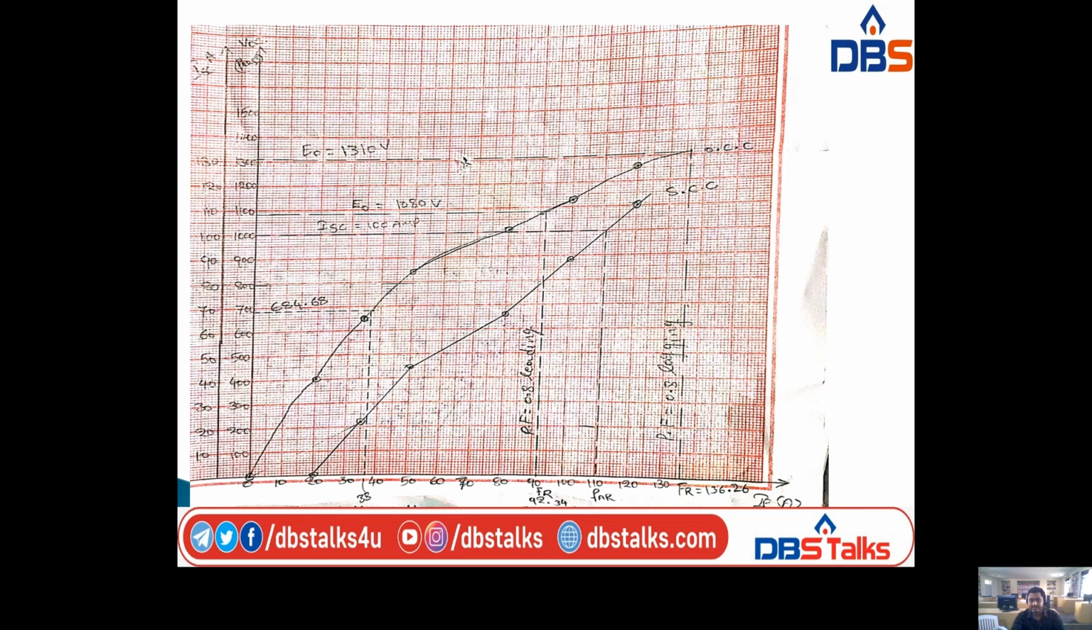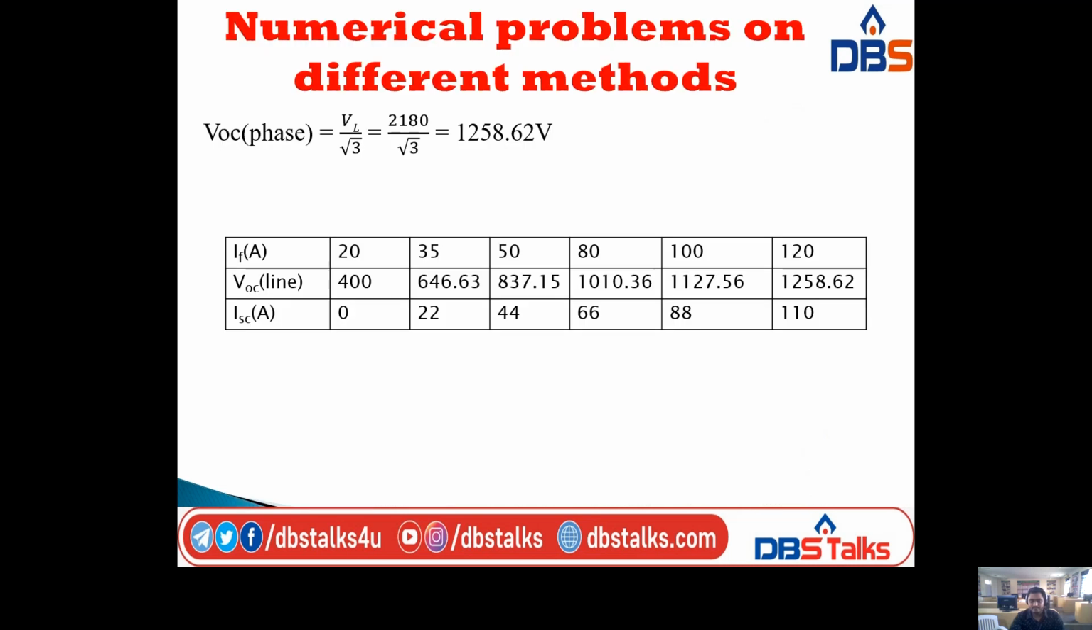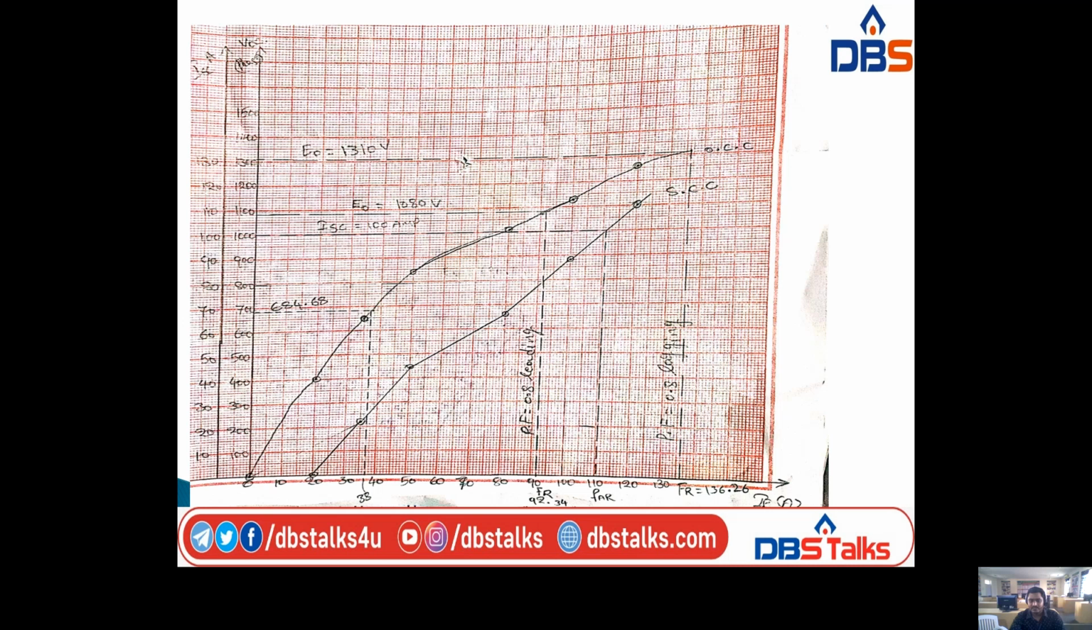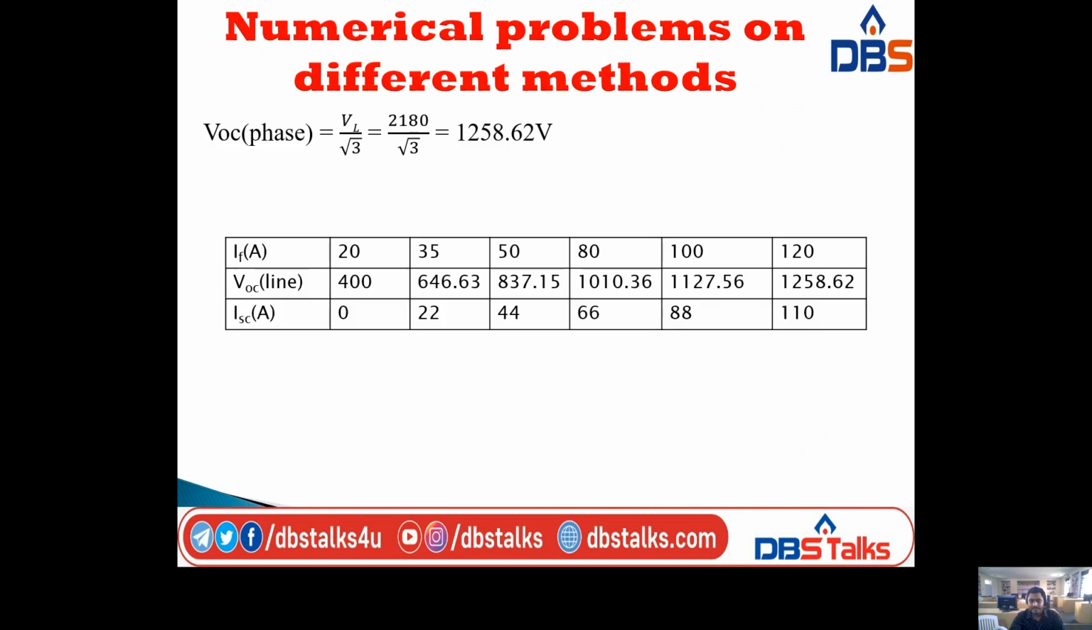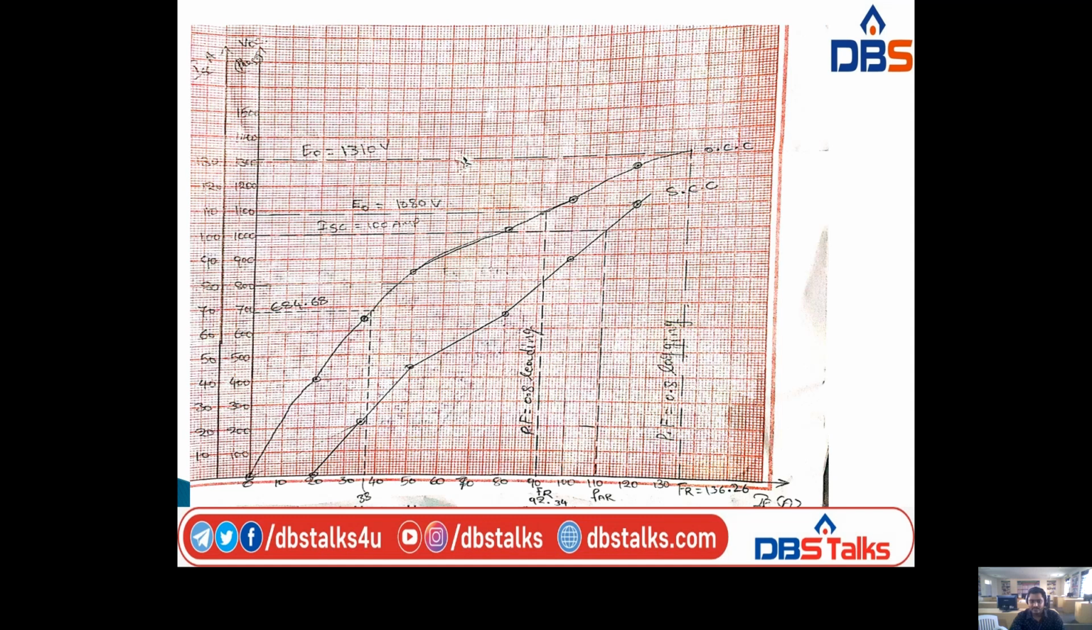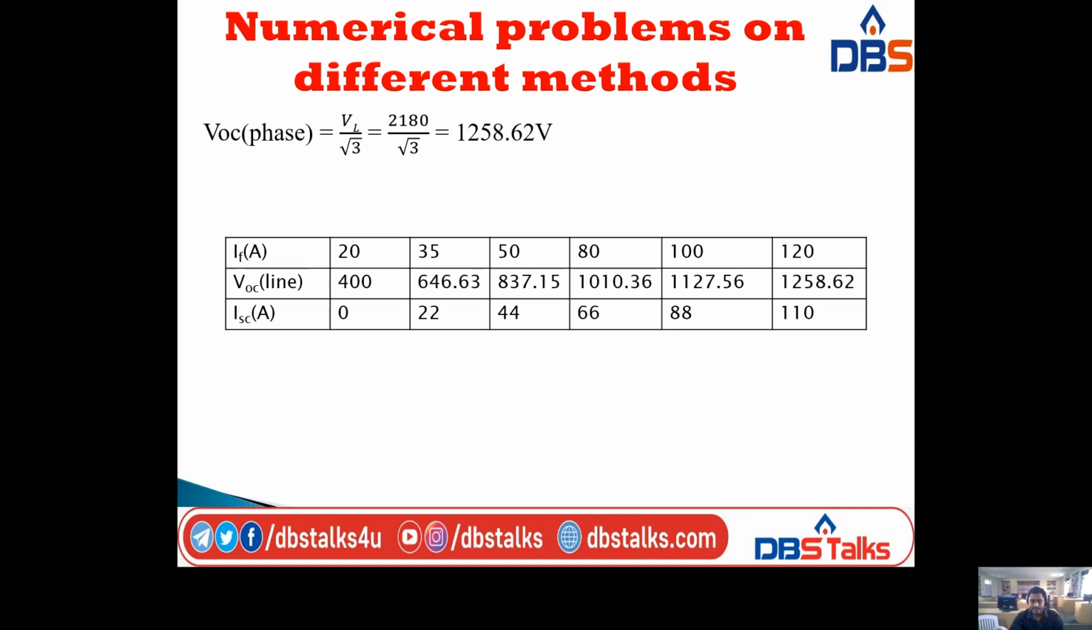Coming to the short circuit characteristics, the short circuit curve is drawn between short circuit current versus field current. Here I am taking both current values. At field current 20 amperes, the short circuit current is 0. That's why I marked at 20 amperes. Next, at 35 amperes the short circuit current is 22 amperes. So mark here.